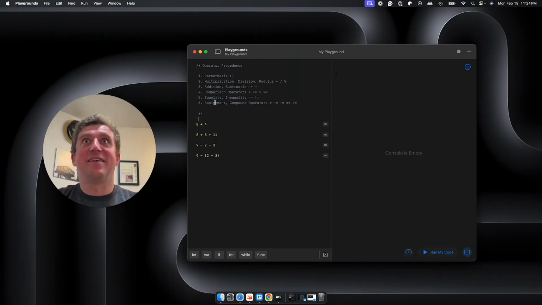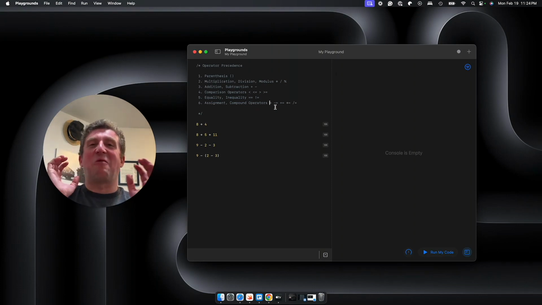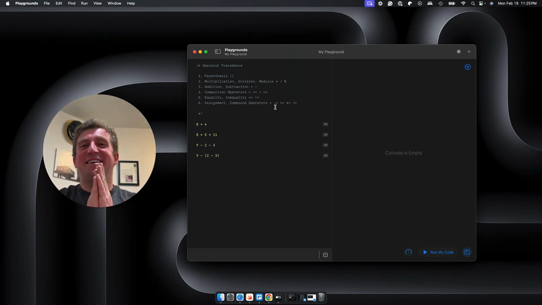So it's good to know that, and equality and inequality will go after that, and then assignment and compound operators, which we have not talked about yet, but we will in the next video. I'm going to save it right there. We'll talk about compound operators in the next video. So that is operator precedence. It's a good thing to know.